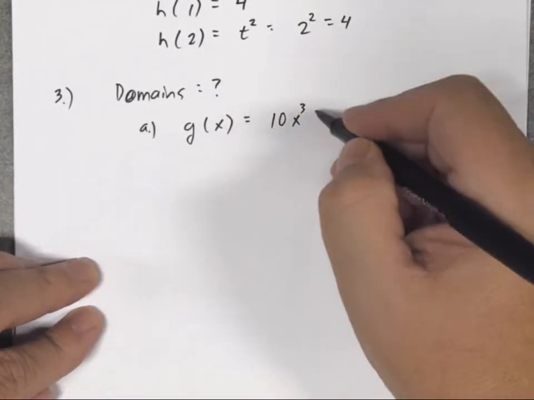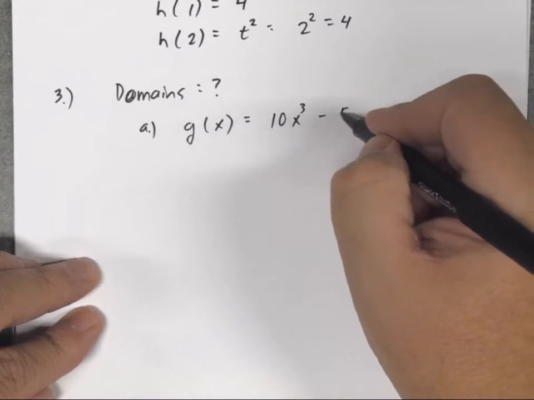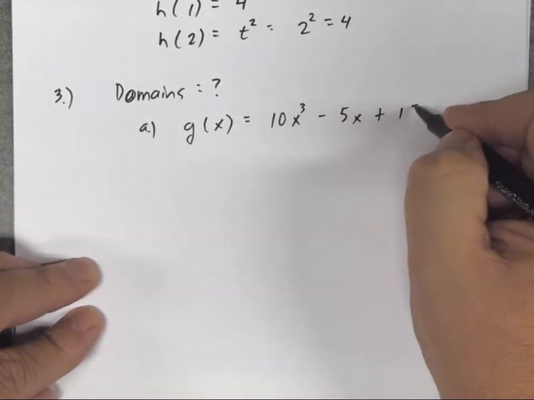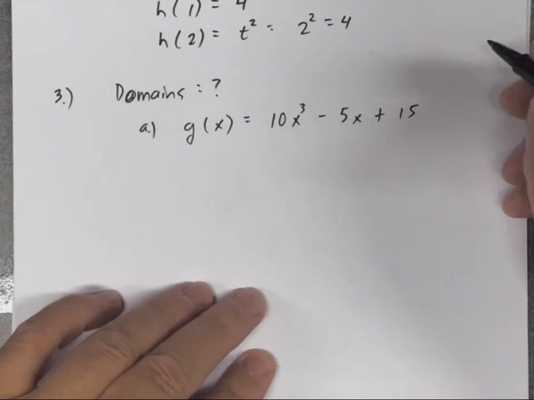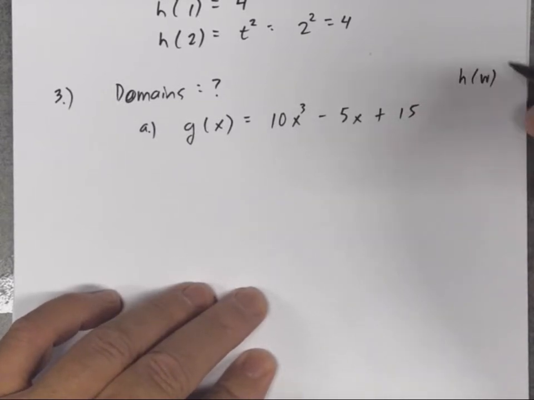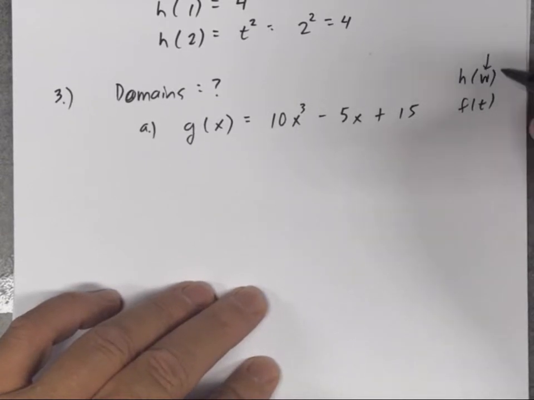So this first one is g of x equals 10x cubed minus 5x plus 15. Normally, for most expressions we look at, we like to think of domain as all the possible values of x, and that's true most of the time. Although when we look at problems B and C, problem B is h of w, problem C is f of t. In this case, the domain is going to involve the variable w, so all the possible values of w, and in this case, the possible values of t.